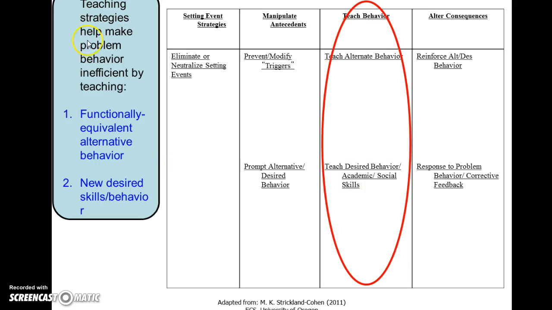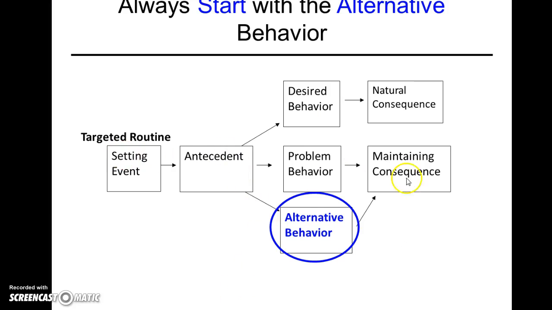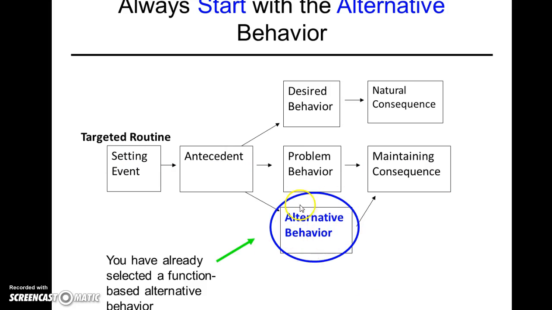Okay, so teaching strategies help make the problem behavior inefficient by teaching functionally equivalent alternative behavior or new desired skills. And the reason why I said it's inefficient is because it'll be easier for the students to do one of these than their problem behavior, because it's easier but still meets their function. They're more likely to engage in these preset behaviors. Okay, so if this is the routine that we talked about before, it is right over there, the alternative behavior.